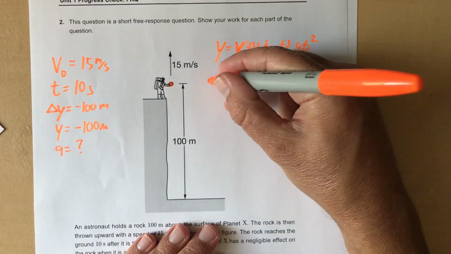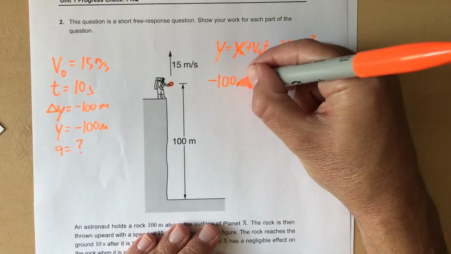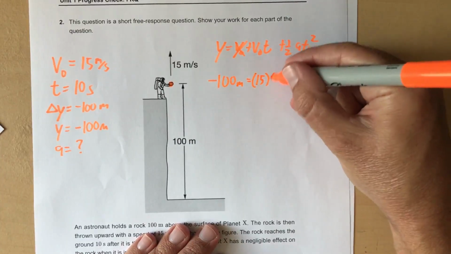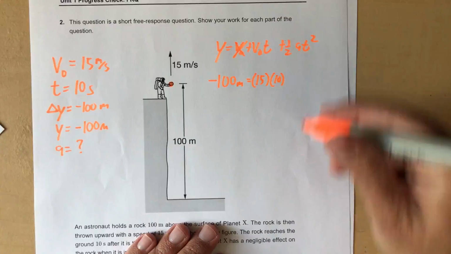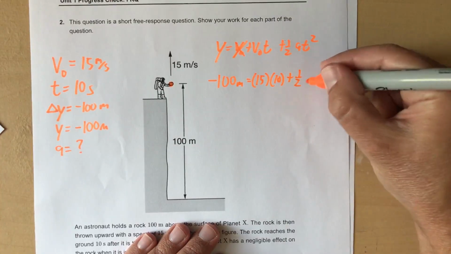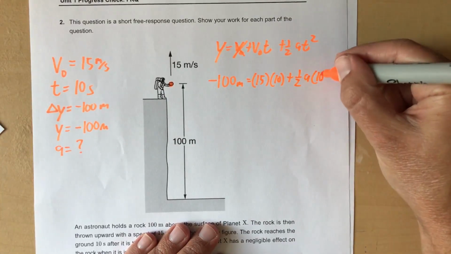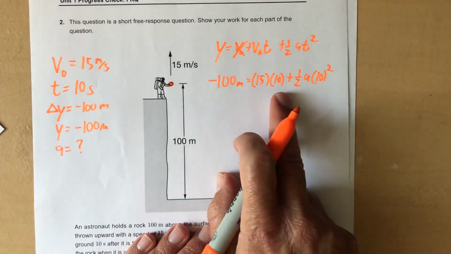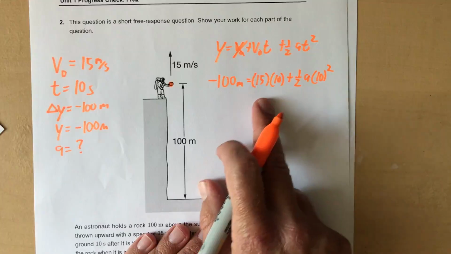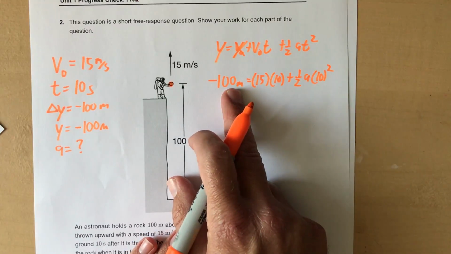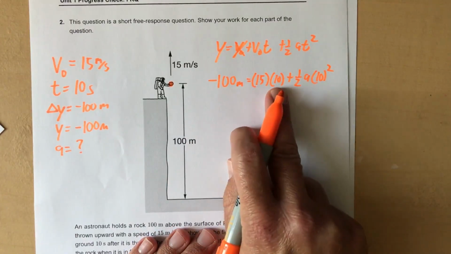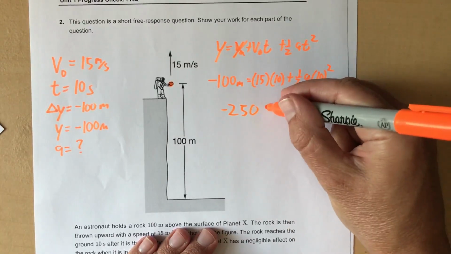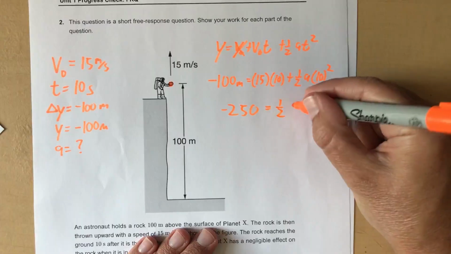So let's start to plug in. We know the final position is negative 100 meters. We know the initial velocity is 15. We know the time of the problem is 10. And we're going to look for the acceleration. And time is 10 squared, which also gets plugged in there. So this will be 150, and you'll subtract it to the other side. So 15 times 10 is 150. Subtract to the other side, you get negative 250 is equal to 1/2 times a.